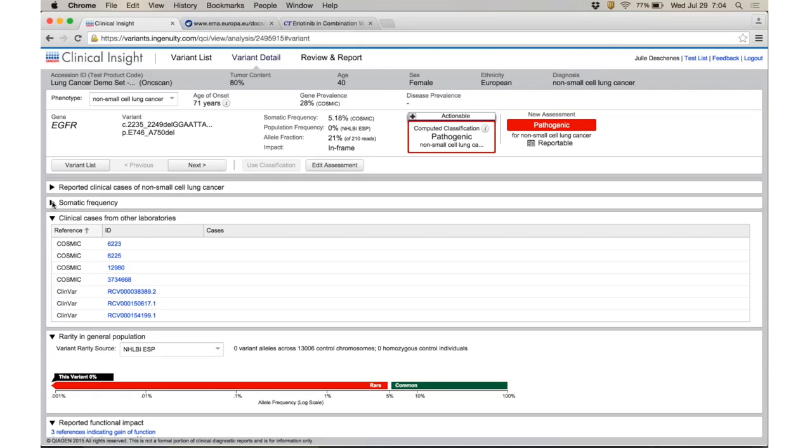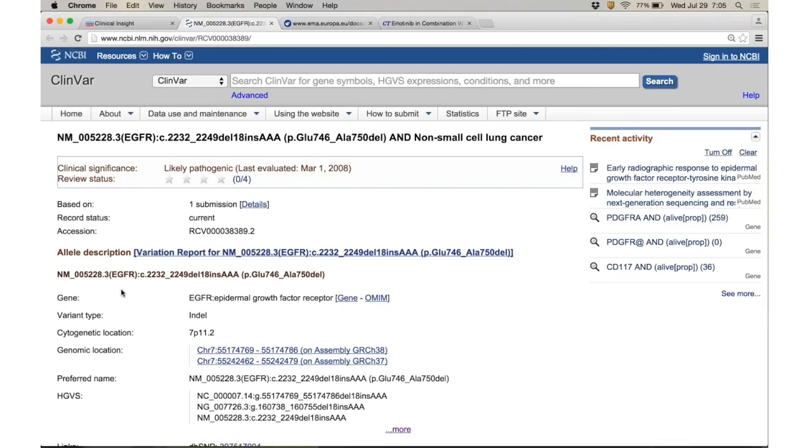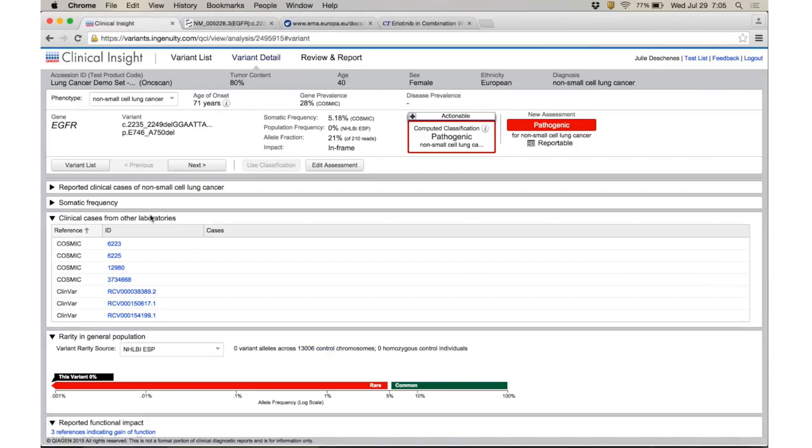section is the clinical case from other laboratories and your laboratory. So you can see, for example, here other observations of that specific variant in EGFR in different databases such as COSMIC or ClinVar and so forth. And by clicking on the link, you can link out directly to ClinVar, to COSMIC, and see the information of that report.